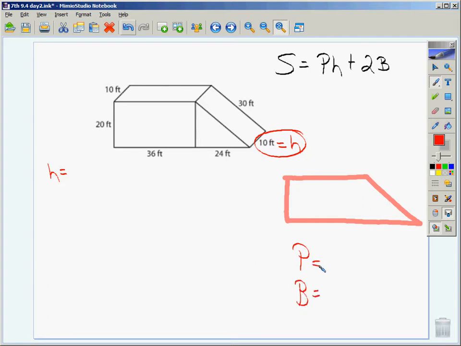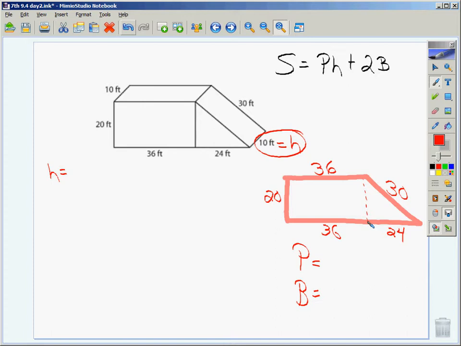Now I do have to put my numbers back in. They told me that this was 20. They told me that this piece was 36. They told me this length was 30. A piece of this was 24, and this was 36. Everybody with me?